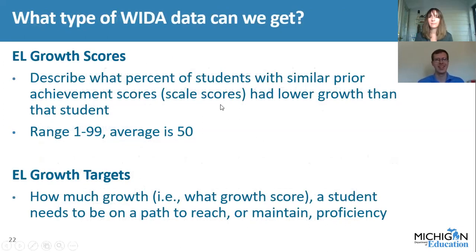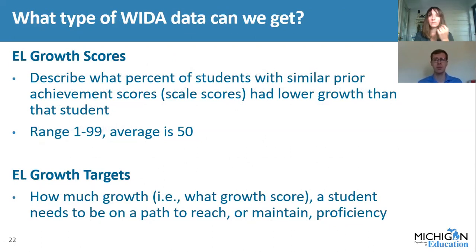So the scores range from 1 to 99, so they're a common percentile scale, and by definition, average is 50. So a percentile, remember, is what percent of students are below that score. And so by definition, half of all the students have to be in the bottom half. Half of all the students have to be in the top half. So 50 becomes the default average.